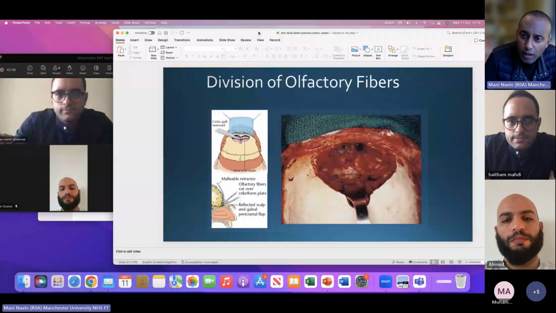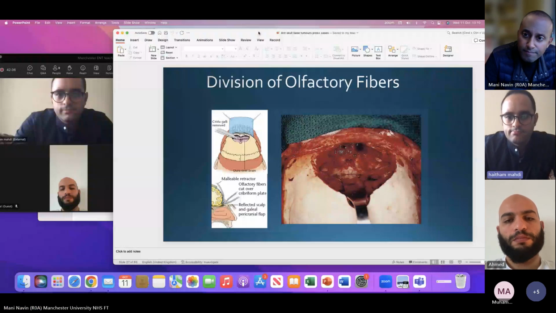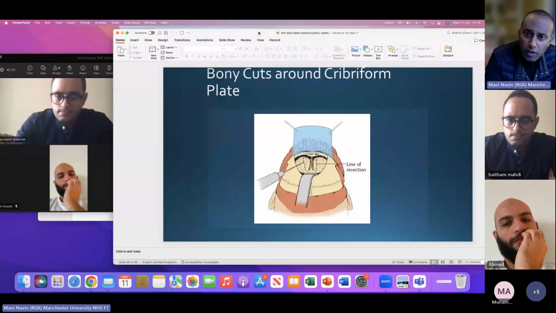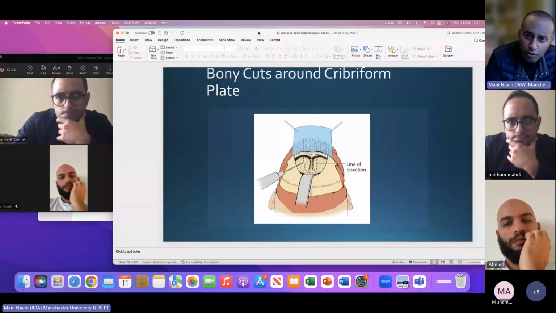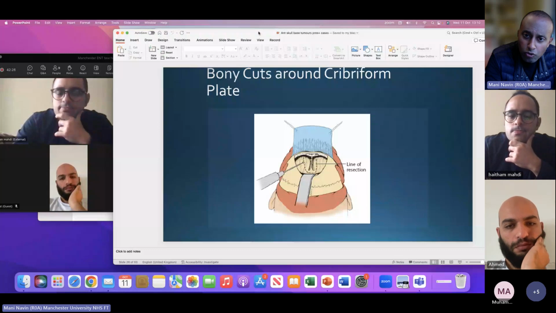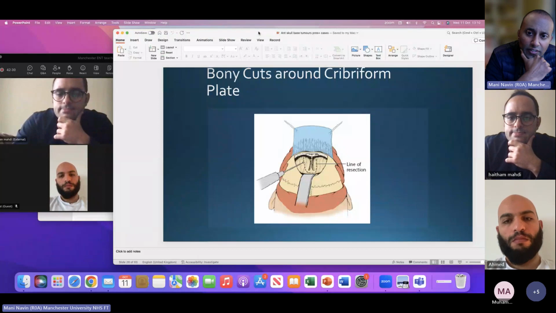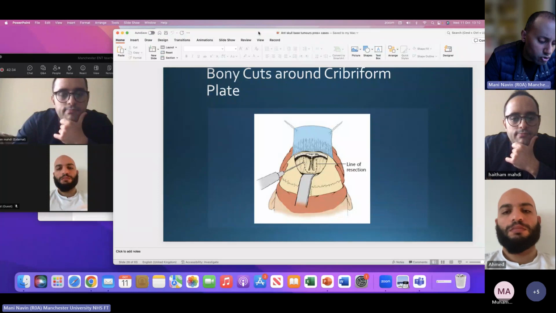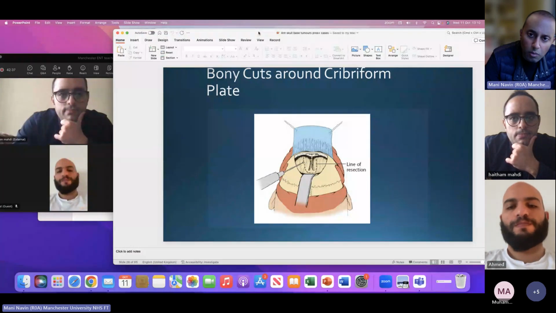You can see here the craniotomy, and this is with the bifrontal craniotomy. What you've got here is you're retracting the frontal lobe, and you then come onto the anterior skull base, which has the crista galli and the cribriform plate, and you can make your cuts from above to then join to your dissection below.